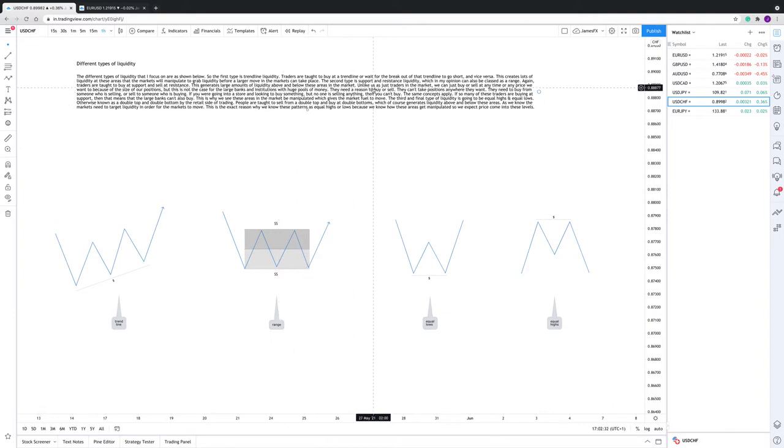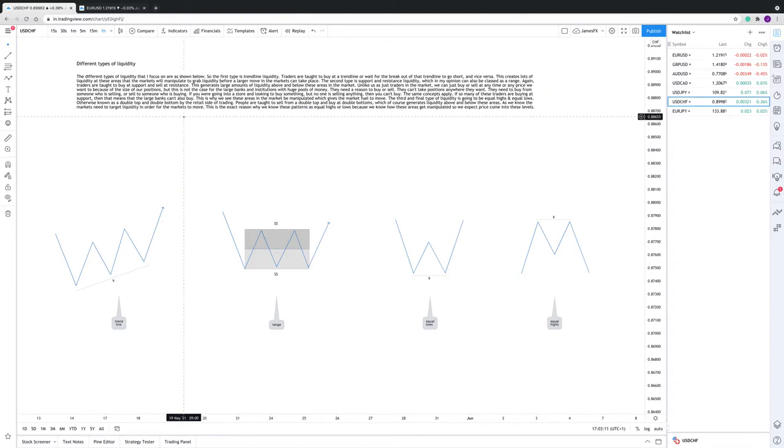So unlike us as average traders, we can buy and sell at any price at any time we really want, and that's due to the fact of our position sizes. But this is not the case for large banks and large institutions who have huge amounts of money. They need a reason to buy and sell. So what that means is they can't just open positions whenever they really want. They need to buy from someone who is selling or sell to someone who is buying.